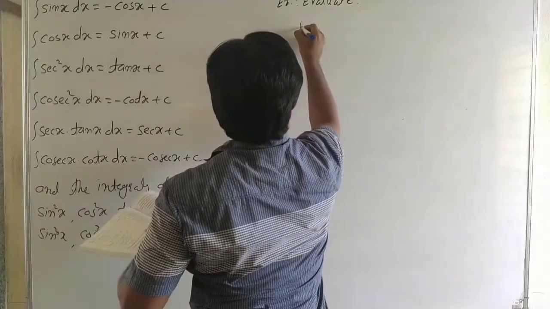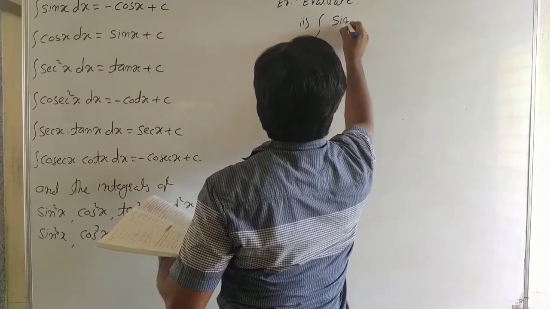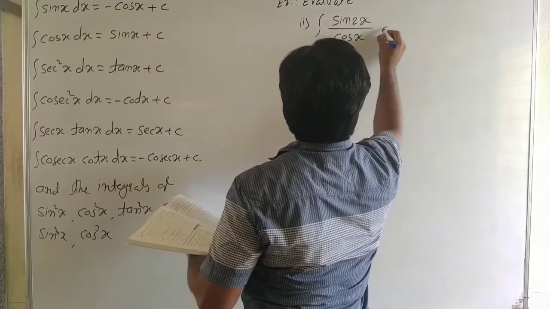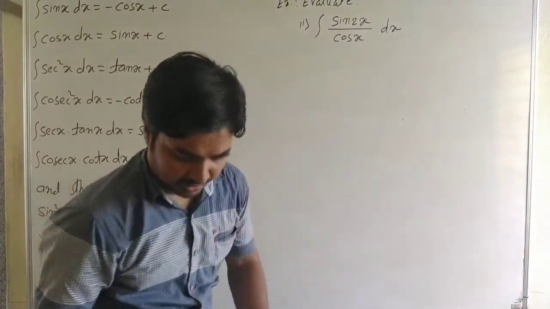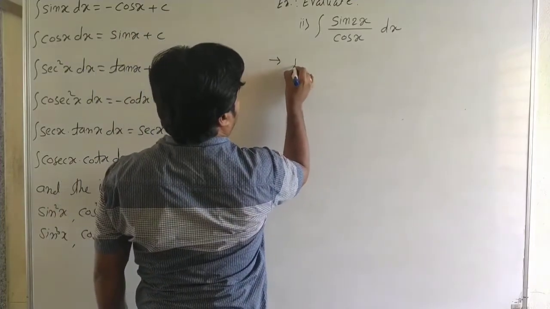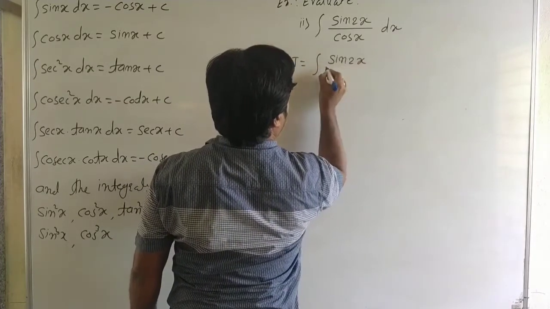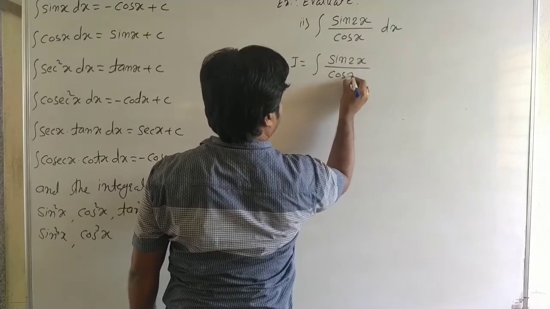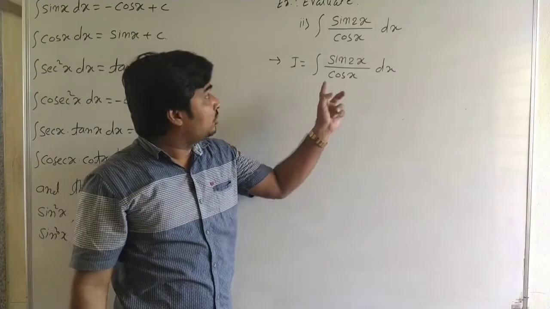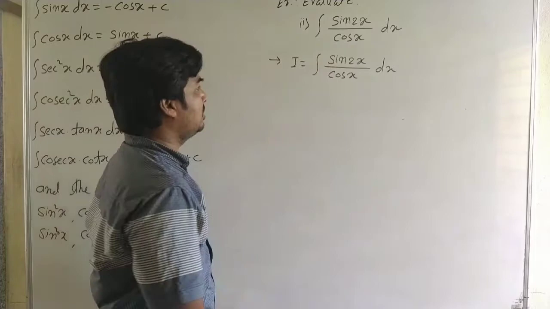Next, second example: the integral of sin 2x upon cos x dx. Again it is not in a standard integral form, so here we use the formula of sin 2 theta.